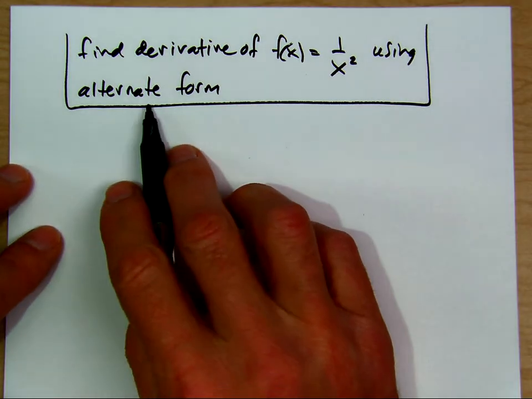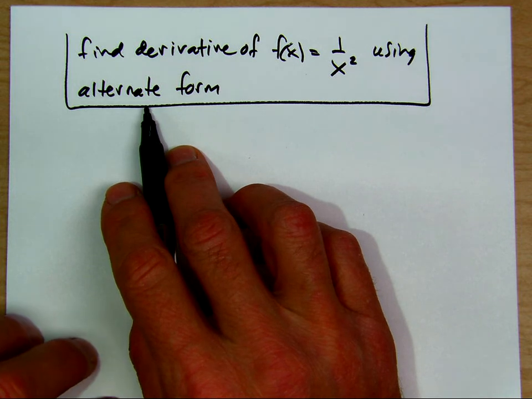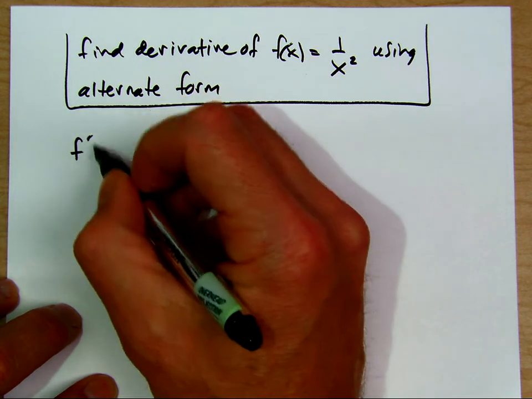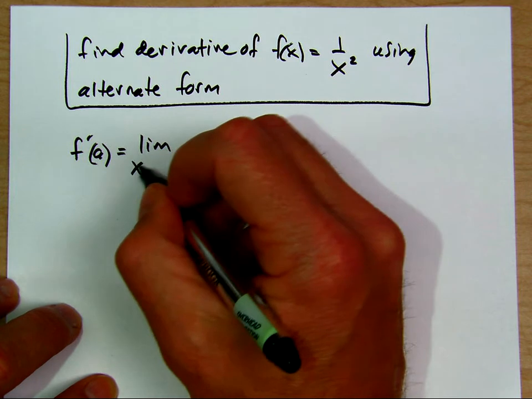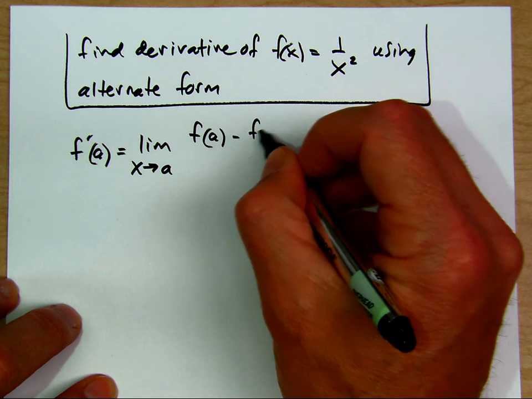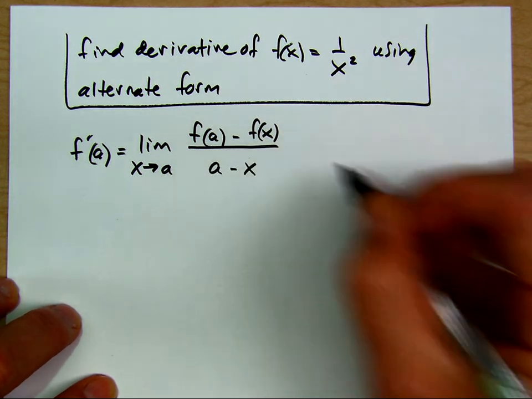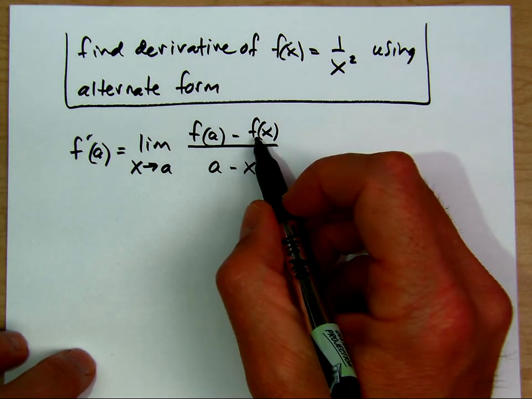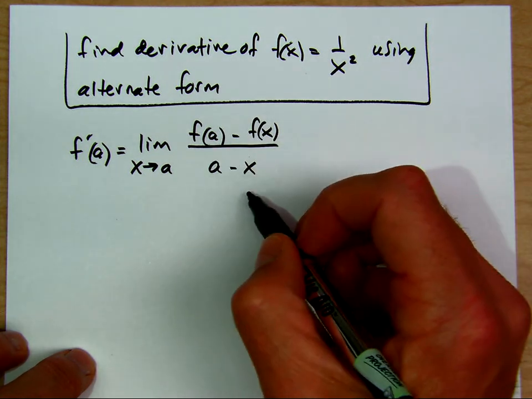And so it's usually referred to as the alternate form. So we have f prime at a is equal to the limit as x goes to a of f of a minus f of x over a minus x. So that's the formula that we created, and we can switch the order on both of them. It wouldn't matter. You could do f of x minus f of a over x minus a. It doesn't matter.